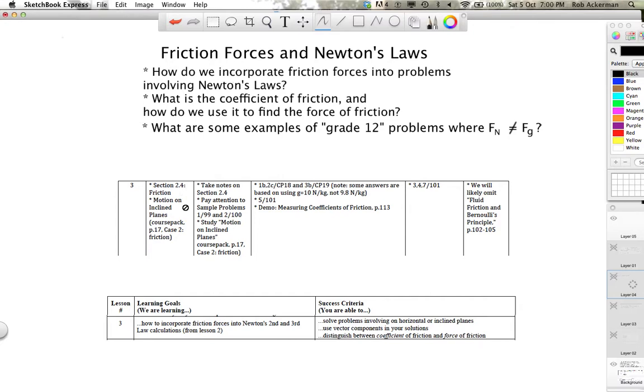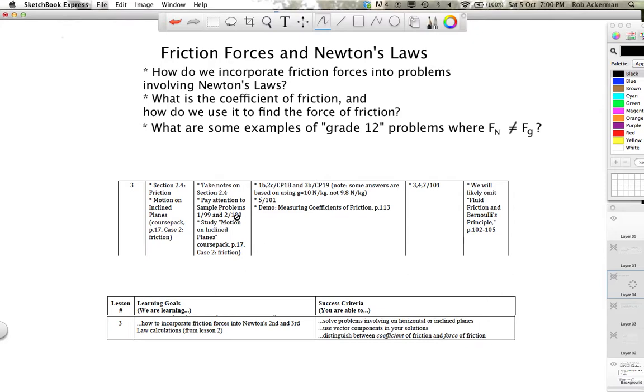You'll be happy to know that if you have been following along with the previous section 2.3 and you've understood how we solve Newton's second and third law questions, then today's lesson is really just an add-on to that. There's not a heck of a lot of new stuff. You're really just learning one new idea and then using that in problems that are similar to what you've already been doing.